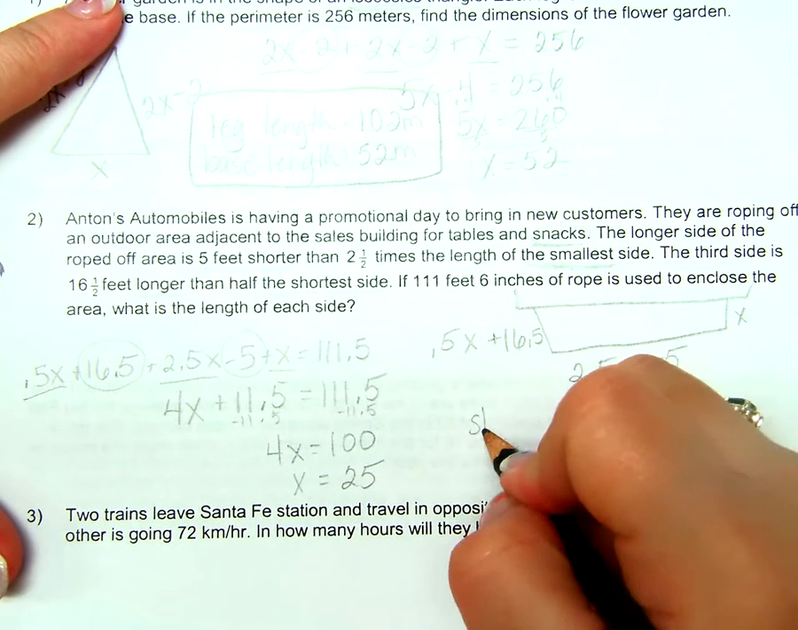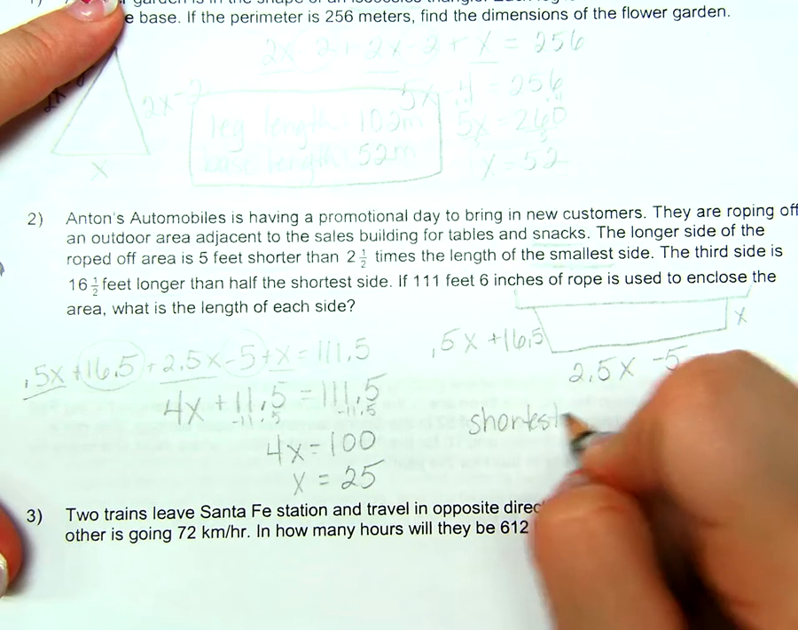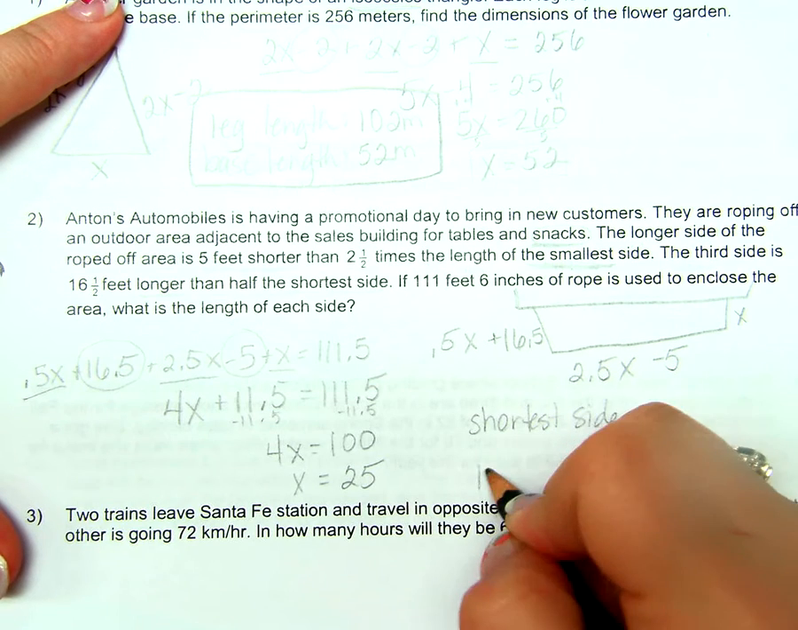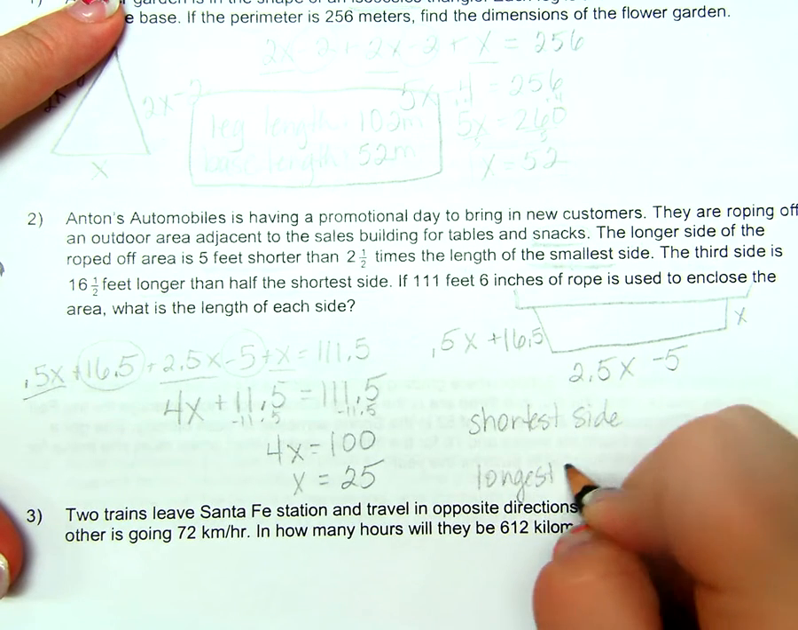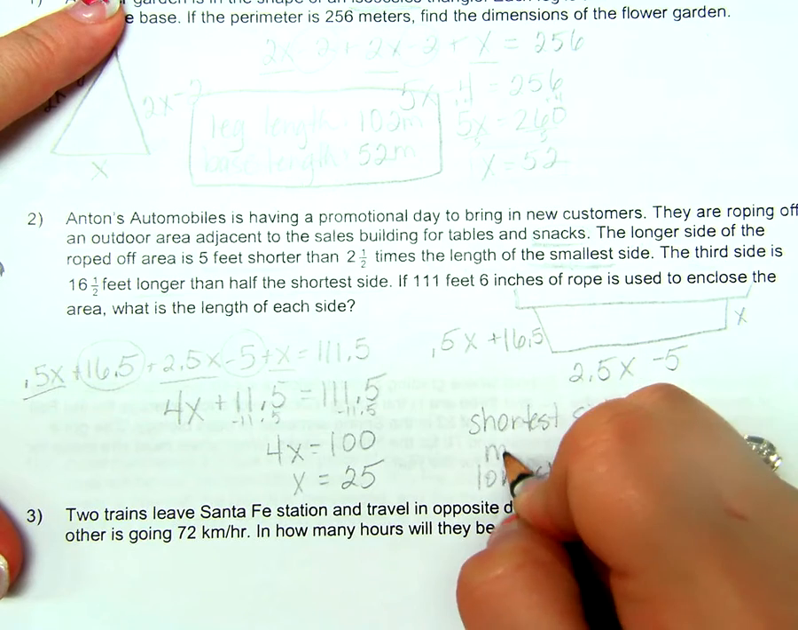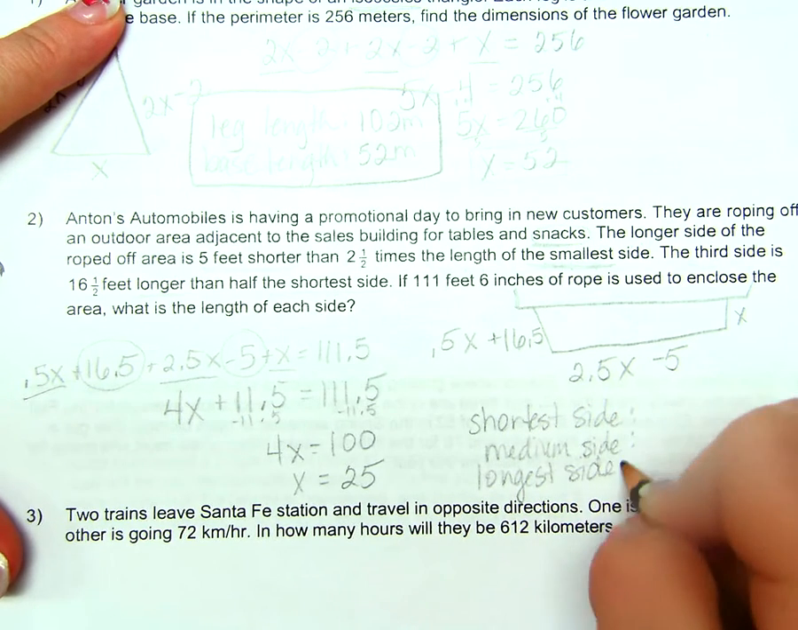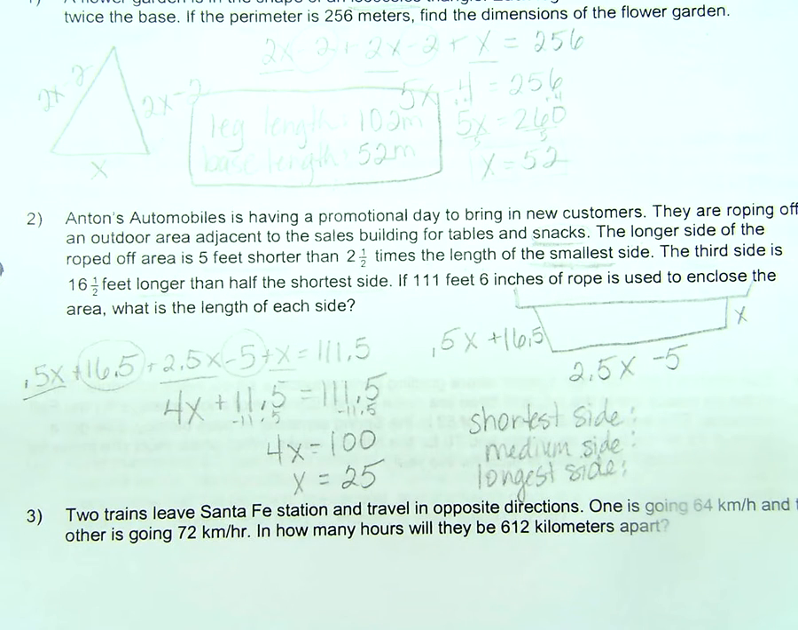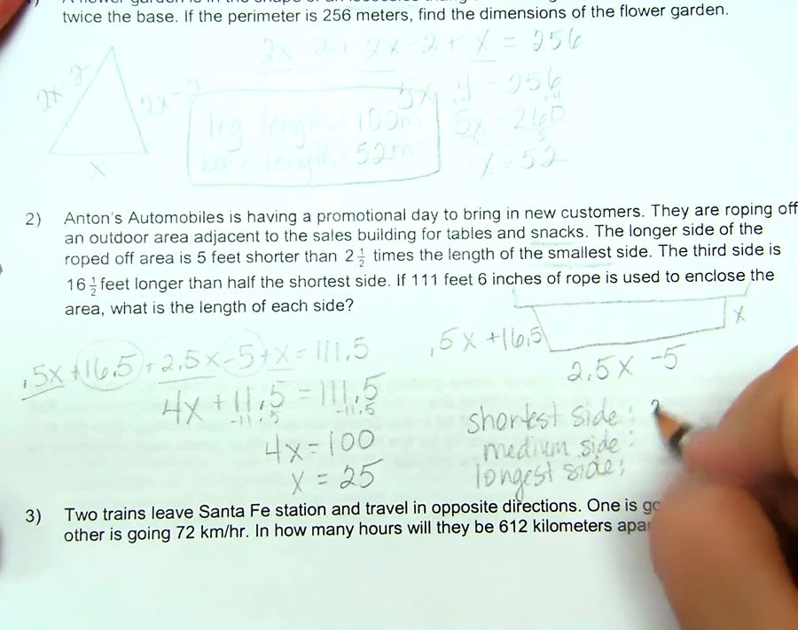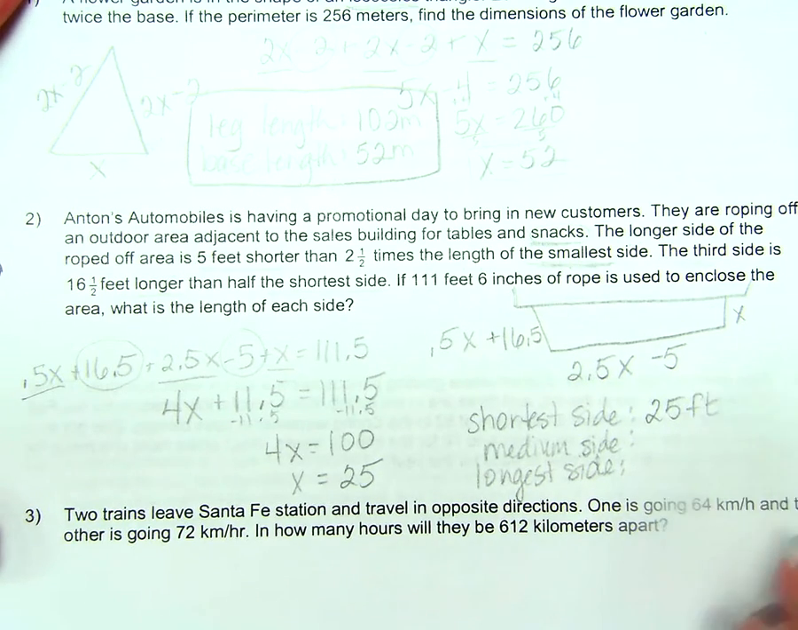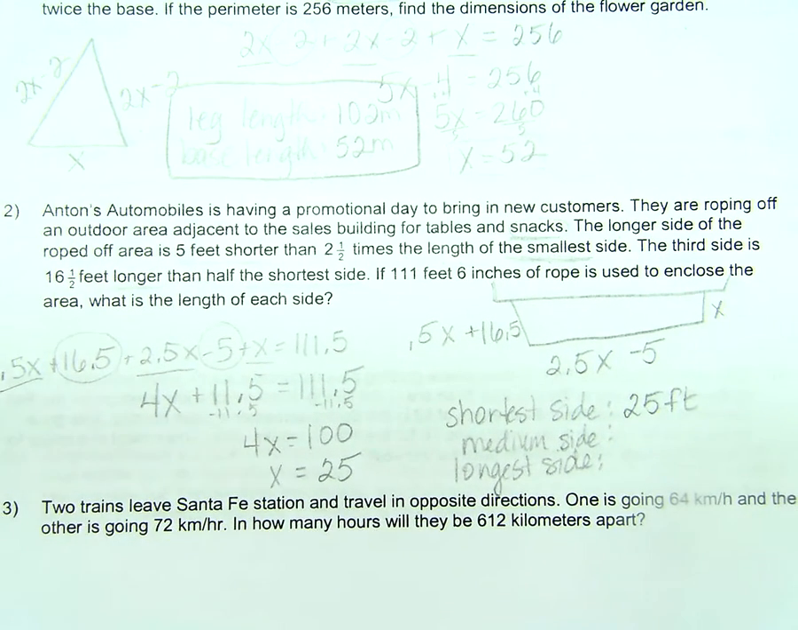So I have the shortest side, and I have the longest side. You want to call it medium side? It's fine with me. So do you know any of them? What do you know the shortest side to be? 25 inches? Oh, feet. Okay. 25 feet. What's the medium side and what's the longest side?